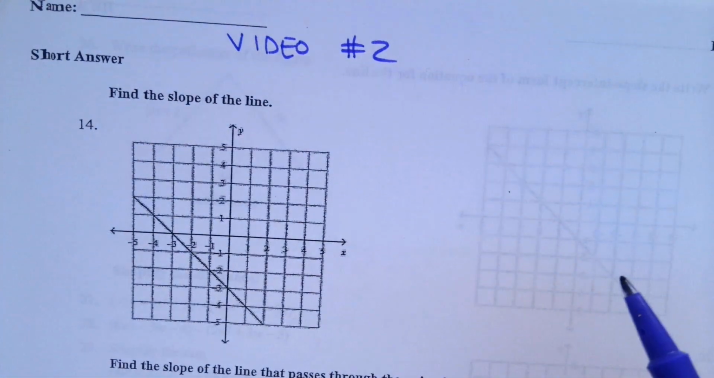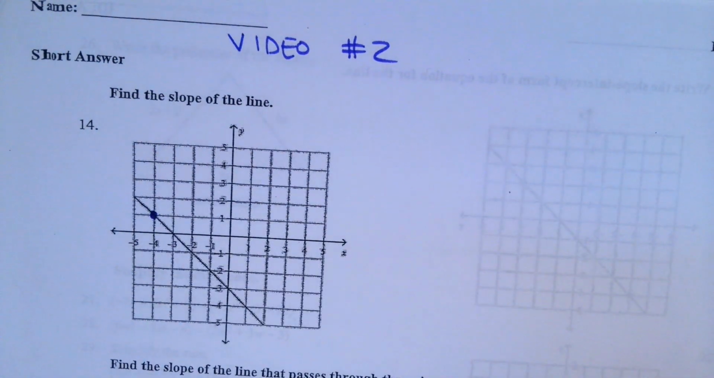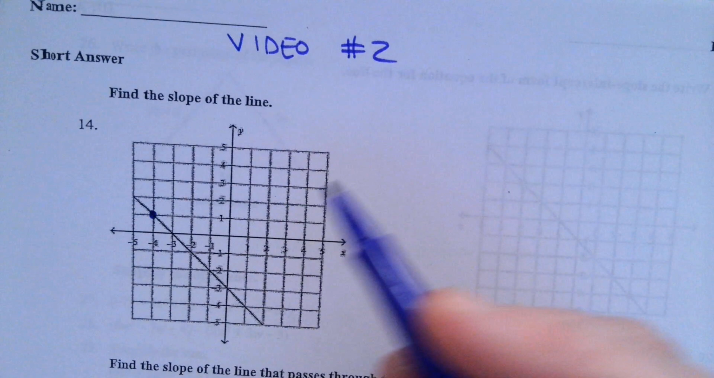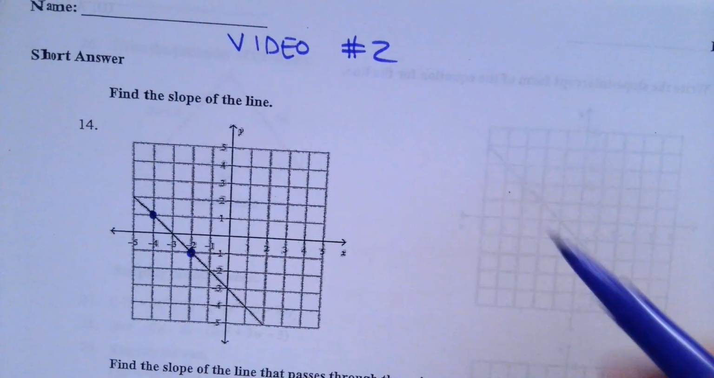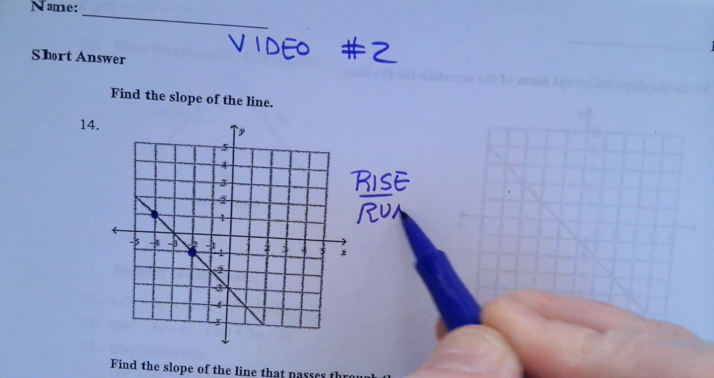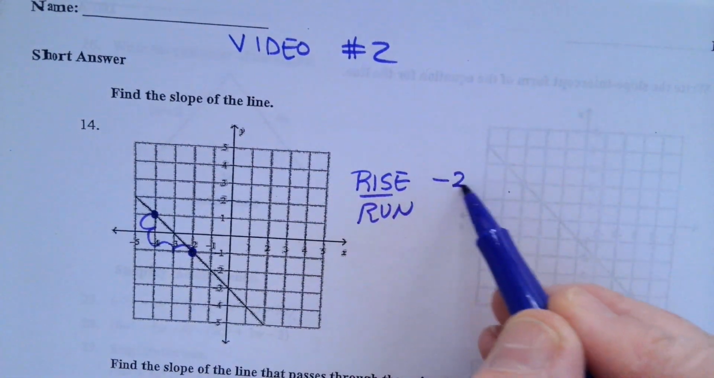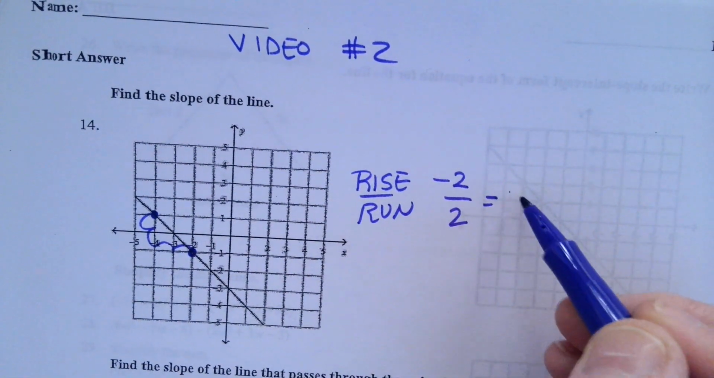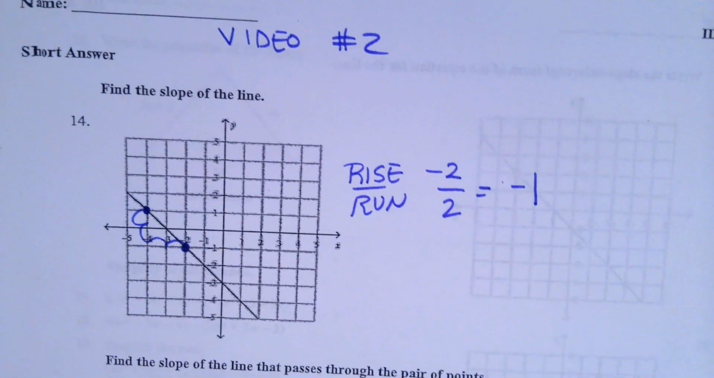Find the slope of the line. So we're going to have to pick out 2 good points. Make a mark there, make another mark there, and let's count the slope. Remember, slope is rise over run. To get from here to here, you're going to go down 2 and over 2. And when you go down 2 over 2, that's equivalent to -1. So that's our answer for slope.